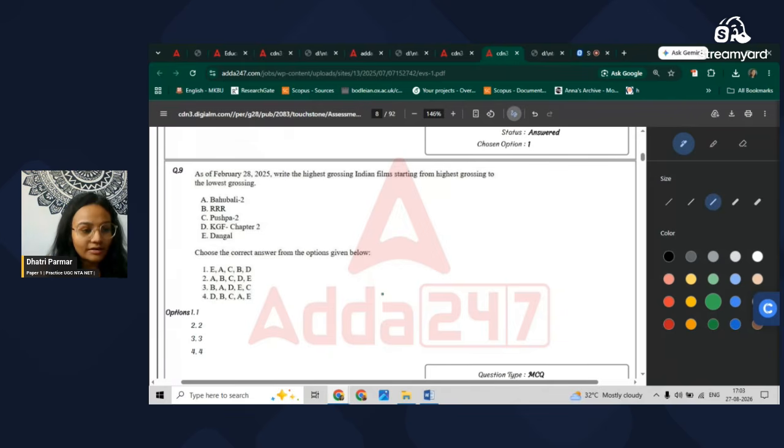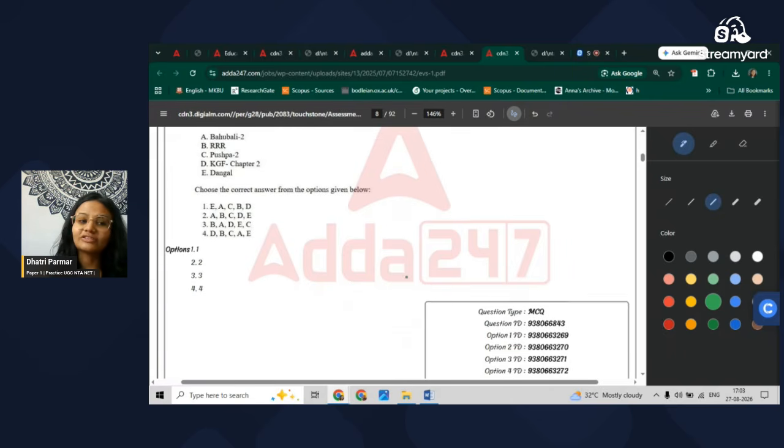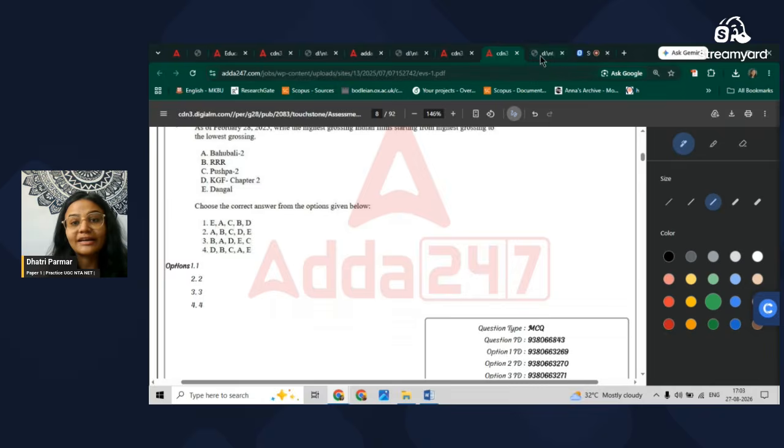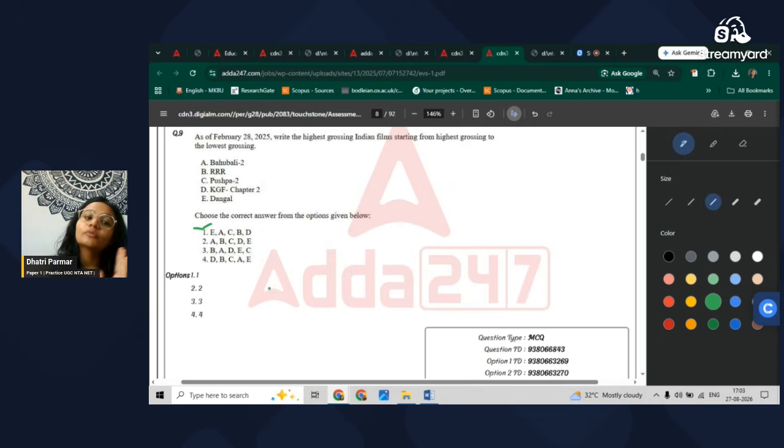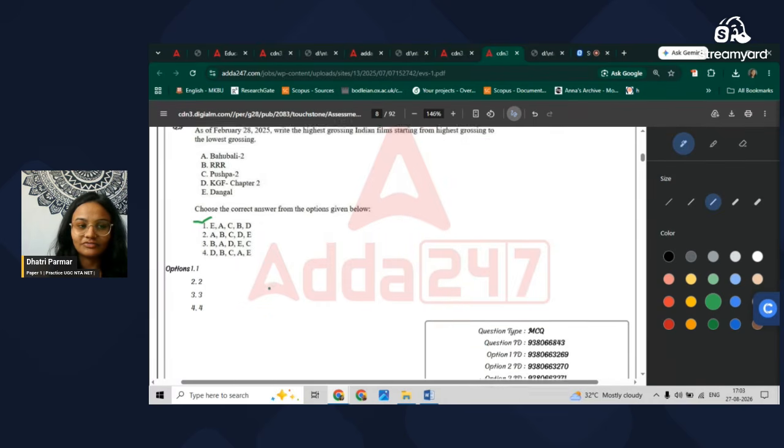The options are Bahubali 2, RRR, Pushpa 2, KGF Chapter 2 and Dangal, and we have to arrange them in order. This kind of question we can't guess; if we have the idea, we can do it. So the answer starts from Dangal, which is quite obvious, followed by Bahubali 2, followed by Pushpa 2, followed by RRR, and KGF Chapter 2 is the lowest grossing. So highest to lowest, that's how we can put it: Dangal, Bahubali 2, Pushpa 2, RRR and KGF Chapter 2.